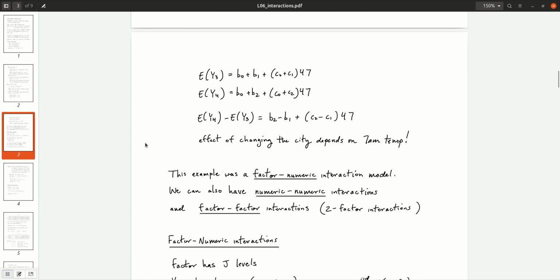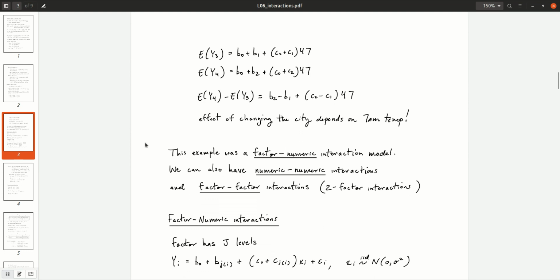All right, so that looks at how the effect of changing 7 a.m. temperature depends on the city. You can also flip things around and look at the effect of changing city and how that depends on the 7 a.m. temperature. So this will always happen when you have an interaction, meaning that, for example, the effect of 7 a.m. temperature depends on city. The opposite's always going to be true, that the effect of changing city depends on 7 a.m. temperature.